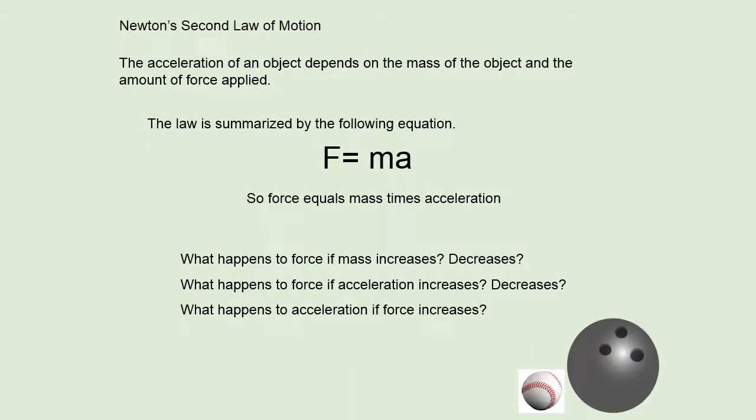Newton's second law of motion explains how much force is needed to make an object accelerate and how much an object will accelerate if it receives a certain amount of force. It says that the acceleration of an object depends on the mass of the object and the amount of force applied. So the more mass an object has, the more force is needed to make it accelerate, and the more force that is applied, the more it will accelerate.